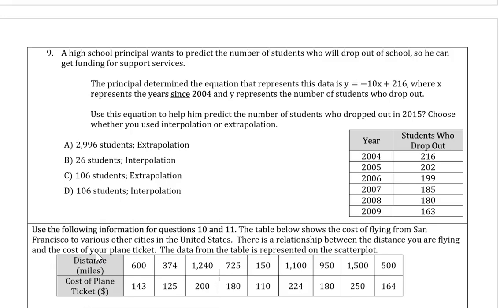If we plug in 2015 into this equation, we're going to get a huge number, which won't make sense. So to figure out the years between 2004 to 2015, we'd subtract, right? So 2015 minus 2004, that gives me X is equal to 11 years. So when I plug in 11, that would be negative 110 plus 216. So I would get 106.